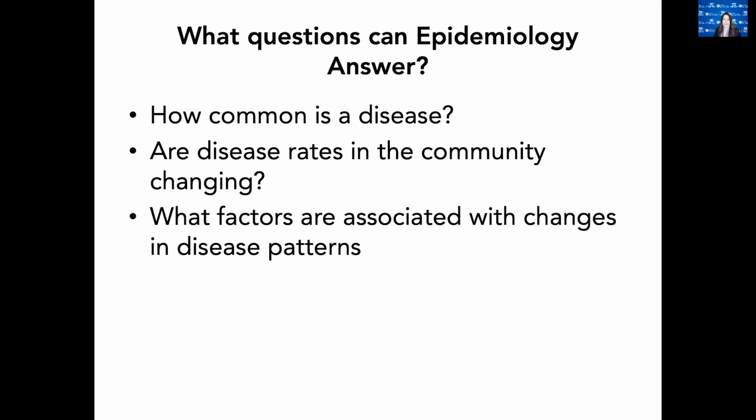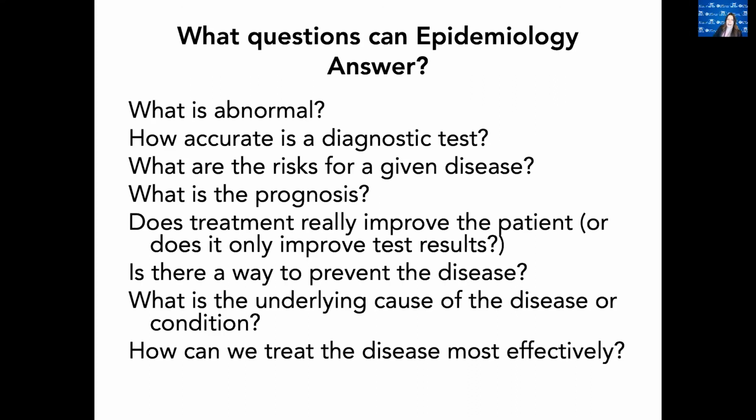Are disease rates in the community changing over time? What factors are associated with changes in disease patterns? What is abnormal in the course of a disease or the course of somebody's healthy lifespan? How accurate is a diagnostic test? What are the risks for a given disease? What is the prognosis? Does treatment really improve the patient, or does it really just improve test results? Is there a way to prevent a disease? What is the underlying cause of the disease or condition? And how can we treat the disease most effectively?